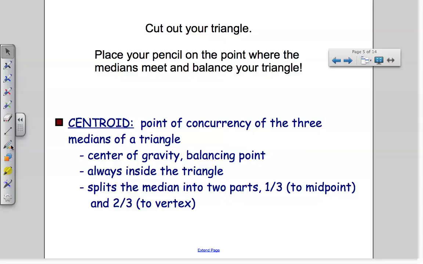Now, summarizing everything we know about that centroid. First of all, it was the point of concurrency found by constructing the 3 medians of the triangle. As you're going to see in class, it's the center of gravity, or the balancing point, which is cool. It is always inside the triangle, and it splits that median into 2 parts, where the portion from the centroid to the midpoint of the side is 1/3 of the total, and the portion from the centroid back to the vertex is 2/3 of the total. So that's everything we know about the centroid, found by doing medians. It's a balancing point, and it splits the median itself into portions that are 2/3 and 1/3 the total.